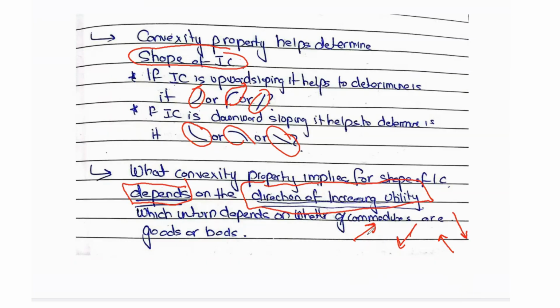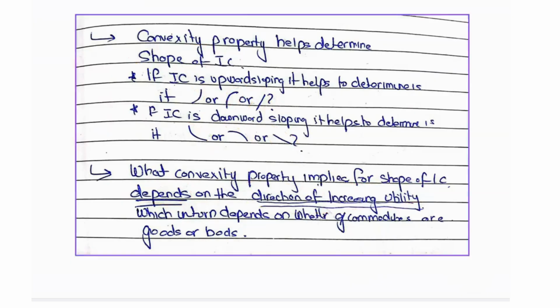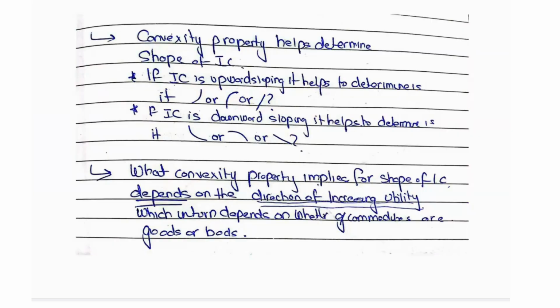So it's very important that whenever you're using convexity to determine the exact shape of the IC, it depends upon the direction in which utility increases. Now we'll look at why this is important. Here we've discussed that the convexity property helps us determine the shape of the IC.